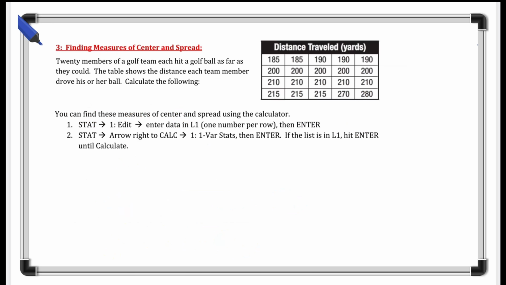So now we're going to find the measures of center and spread. You can think about the center being your central or sort of that typical value. And for the measures of spread, we're thinking about how spread out the data is. So here you've got 20 golf members on a team, and they each hit a golf ball. In this table, you have the distance that is traveled, in yards.